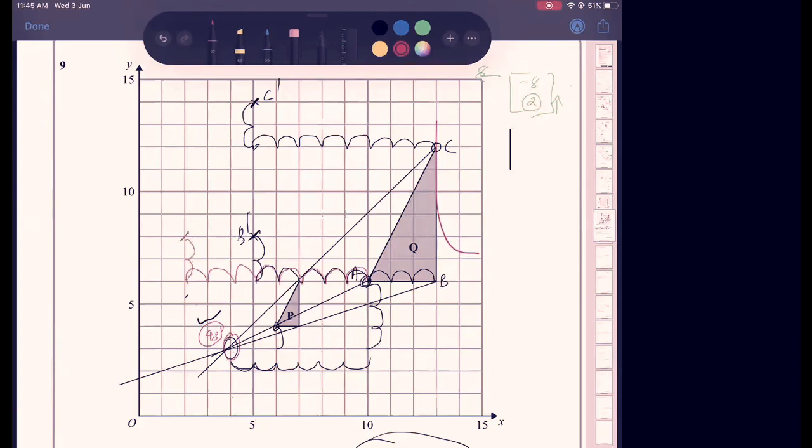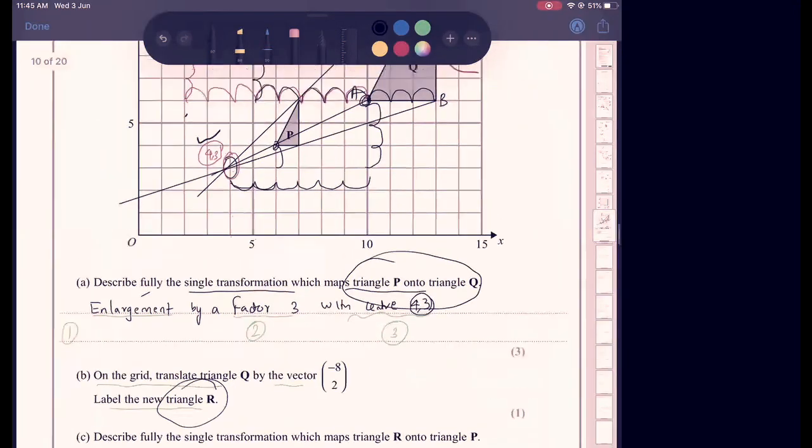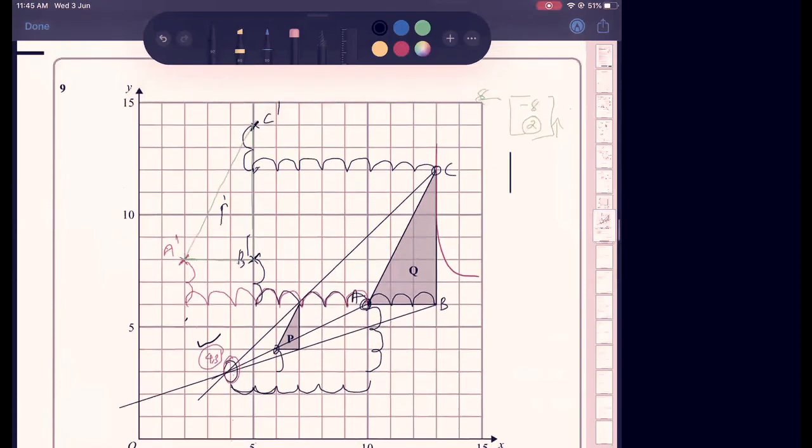Then you have to draw all these points. Join all these points. So this is our translation, represented by the triangle R. So that is the answer R. So A dash, B dash, C dash, that is R. So that's the answer for this question.